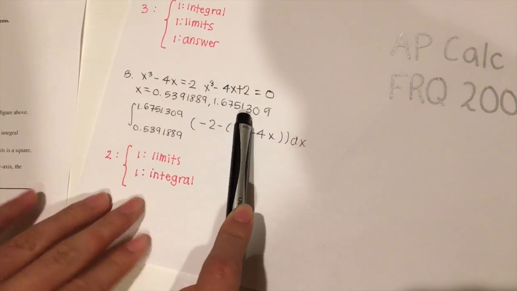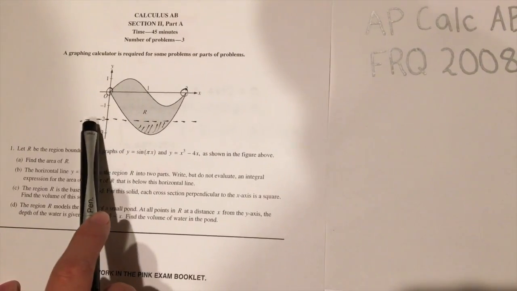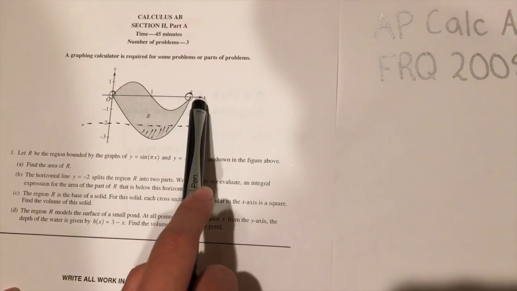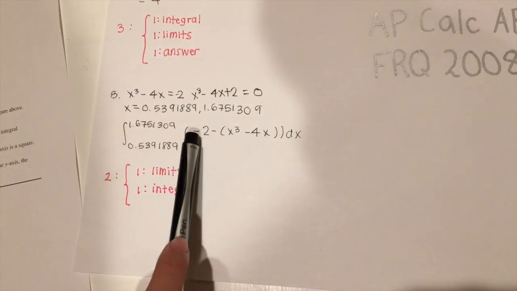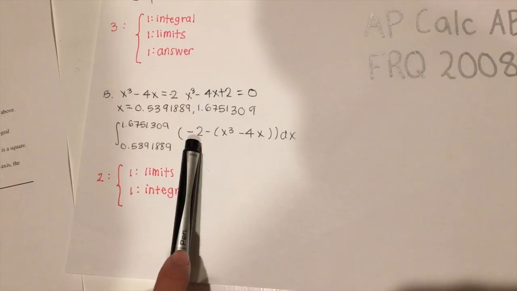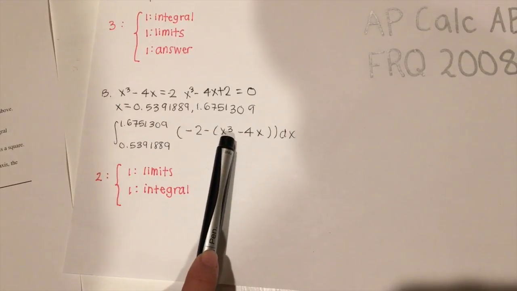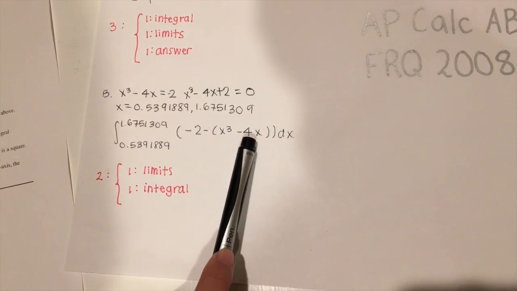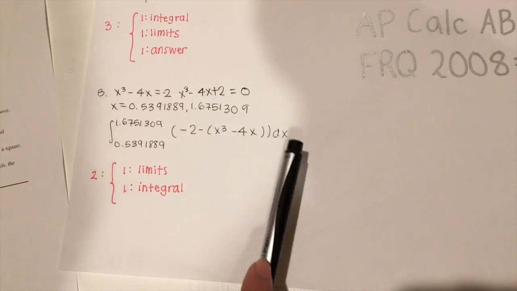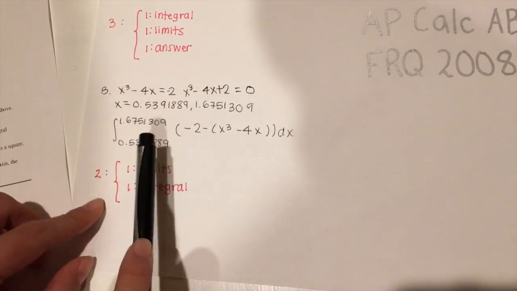In order to find the integral, you take the two intersection points, so this point to this point, and then because y equals -2 is above this curve, you do the integral of -2 minus the quantity x cubed minus 4x, and yeah, the integral of that.